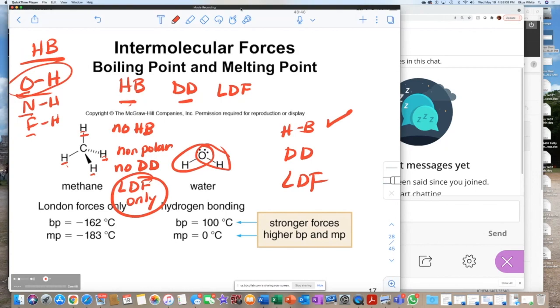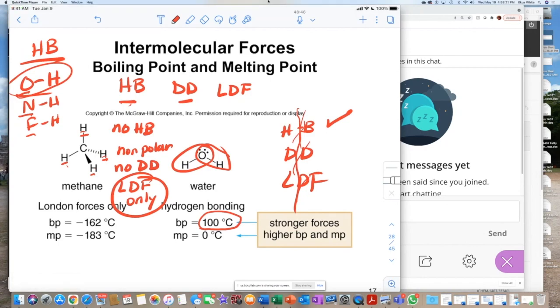So when you're trying to boil water, you're going to need a lot of temperature here to break through all of these forces right here. Gotta boil, break it apart, break this apart. Okay? And then for methane here, let's see. For methane, it says it's much lower because you're only dealing with one intermolecular force.